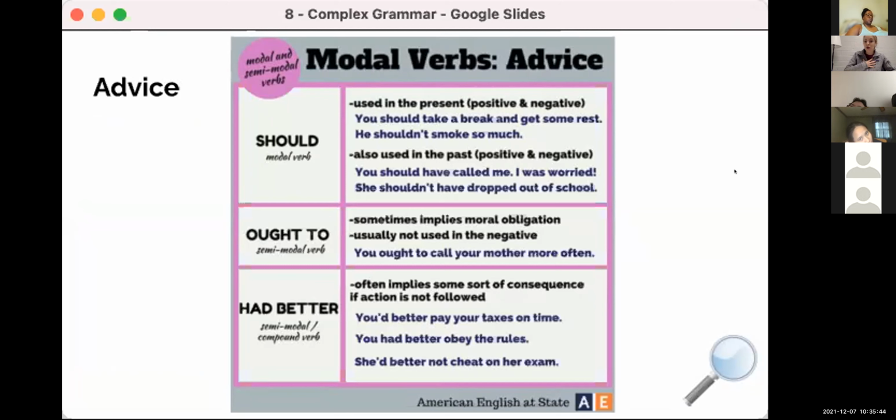Advice is sharing your idea about someone else's situation. We use the modal should most commonly to share what I think you should do with your life. You should take a break. You should go to Indiana. That's my idea about your life or your situation.